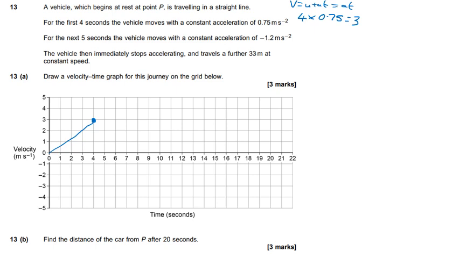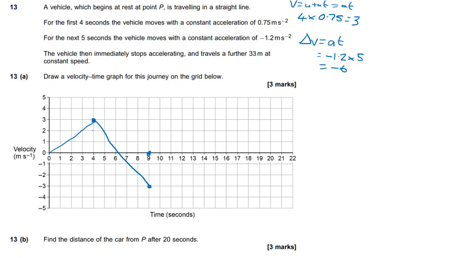For the next 5 seconds, the vehicle moves with a constant acceleration of minus 1.2 meters per second squared. So the change in velocity is again going to be the acceleration times the time. So minus 1.2 times 5 seconds is minus 6. So after 5 more seconds, which is 9 seconds in total, its velocity has decreased by 6. So it will have gone from 3 down to minus 3. Okay, join those up with a straight line.